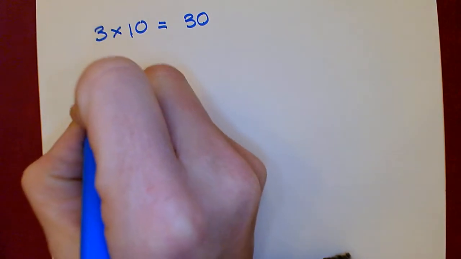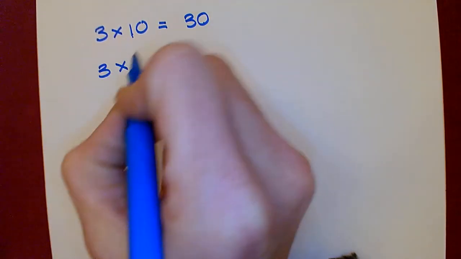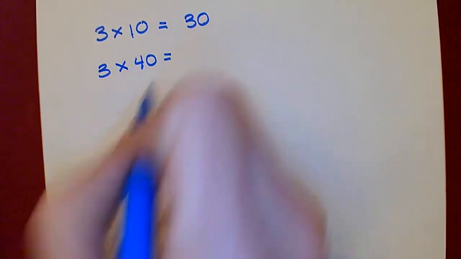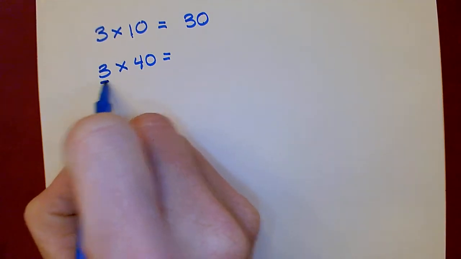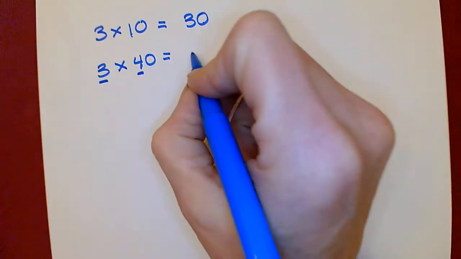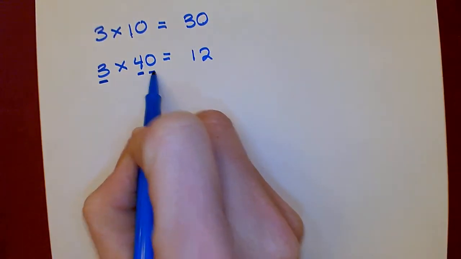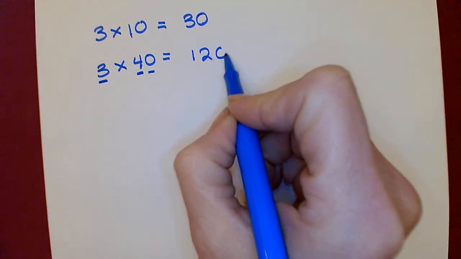So let's do another one. Let's get a little trickier. All right, so let's do 3 times 40. So if I'm doing 3 times 40, I'm going to multiply 3 times 4, which is 12, and I'm going to add on a 0, and that's the zero trick.